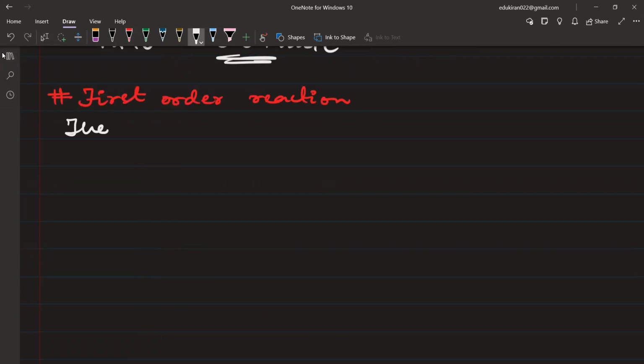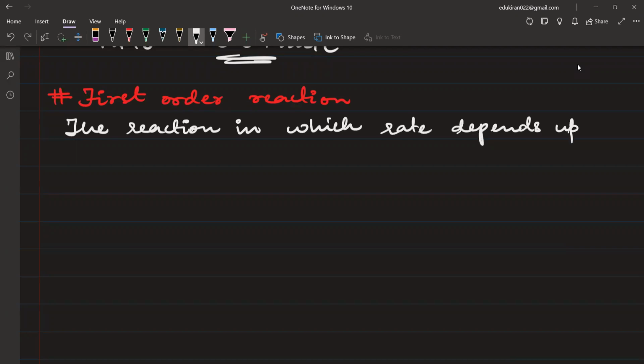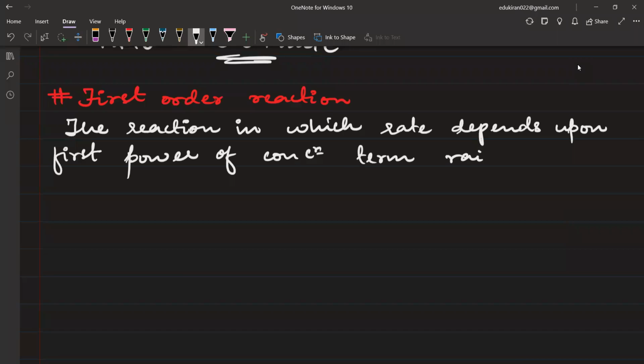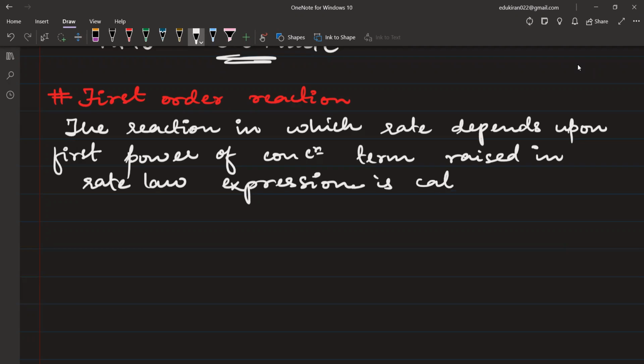A reaction in which the rate depends upon the first power of the concentration term raised in the rate law expression. This type of reaction is called a first order reaction.